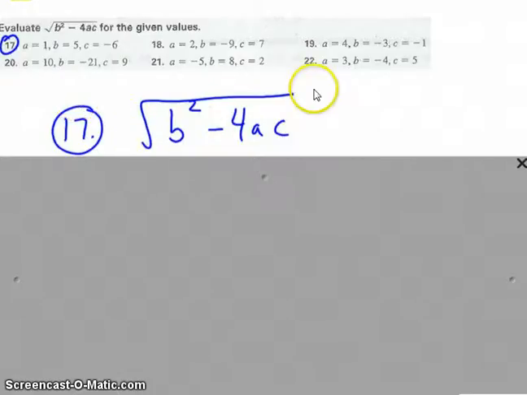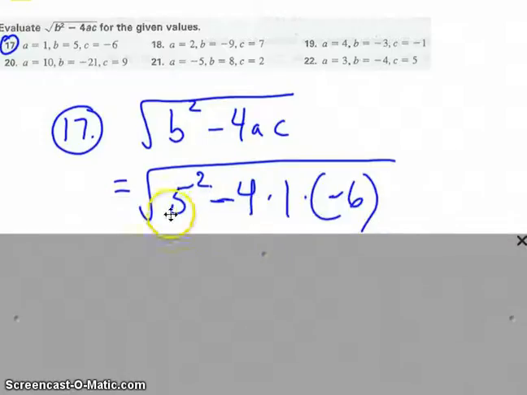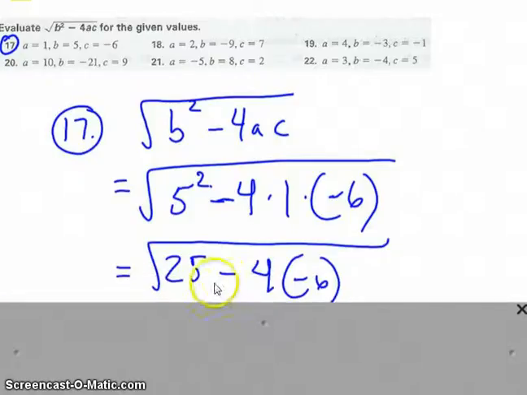Well, here I've just rewritten the formula. Square root of b squared minus 4ac. Well, in place of b squared, I put 5, or 5 squared, because that's what b is. And I write down the minus 4. In place of a, I write 1, because there it is. And in place of c, I write negative 6, because there it is again. Okay, so now, 5 squared. Well, 5 squared is 25. Minus 4 times 1 is minus 4. So I've got 25 minus 4 times minus 6.